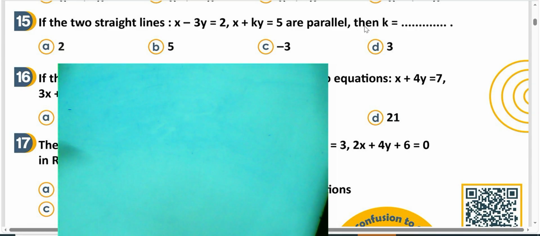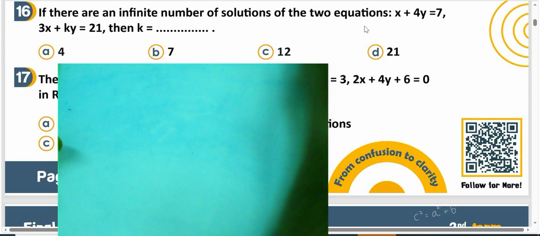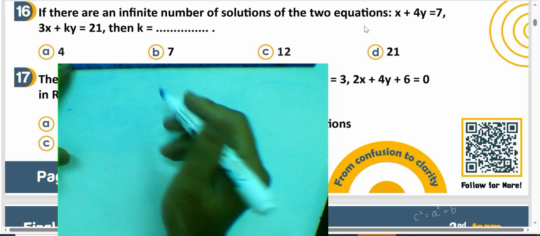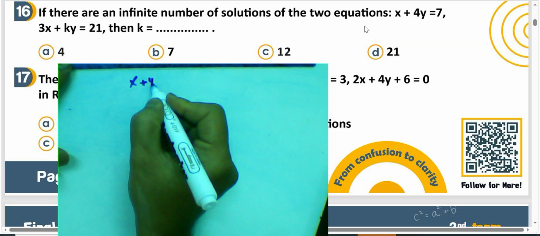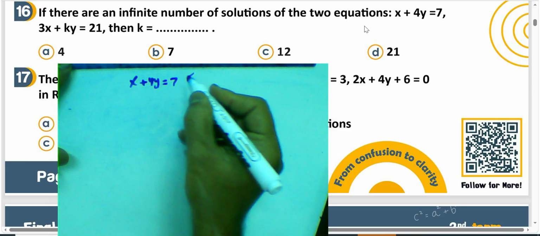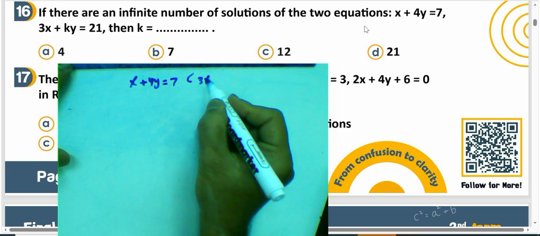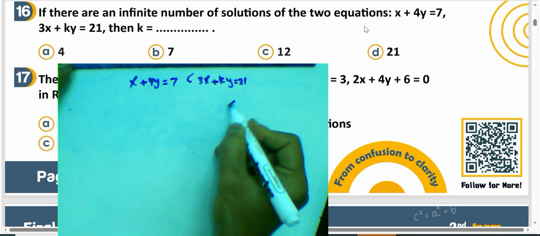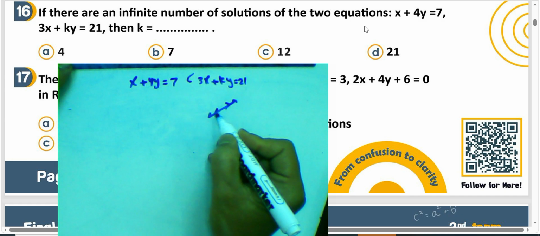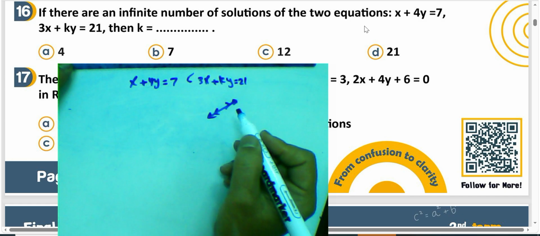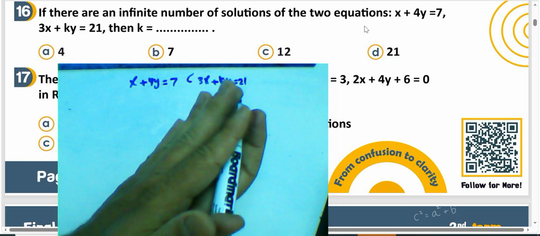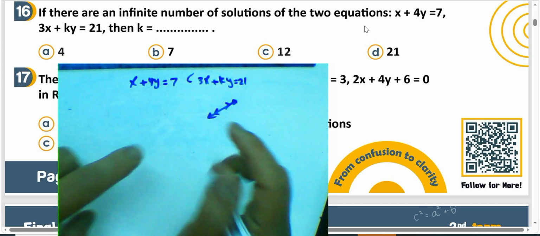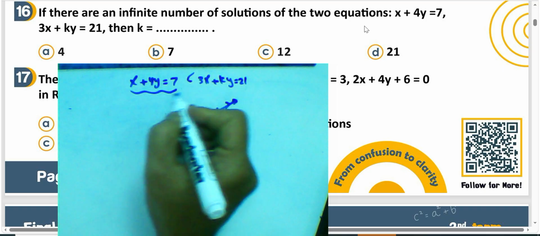Next example down here. There are an infinite number of solutions of the two equations x plus 4y equals 7 and the second equation 3x plus ky equals 21. They are congruent because he tells me in the example we have infinite solutions. Infinite solutions means they are congruent, with similar coefficients of x and y. So this equation you can multiply by 3.